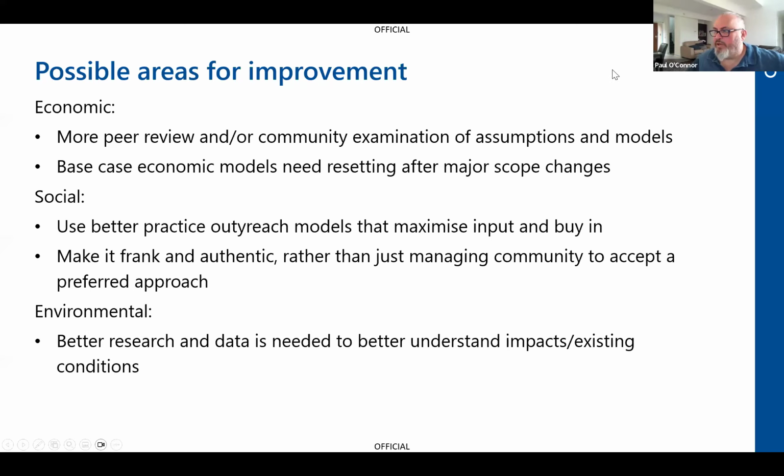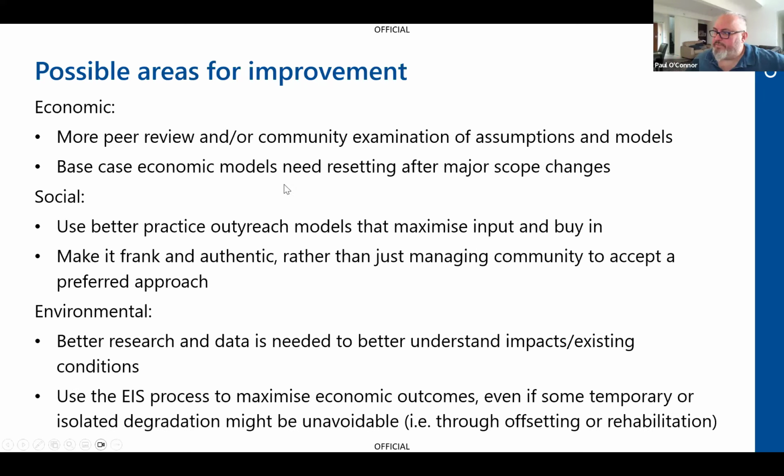On the environmental side, I think overall there needs to be better research and data to better understand potential impacts and also existing conditions. And I think we should be, sorry, I made a typo there. It's not economic outcomes. It should be environmental outcomes. So we should be using the EIS to maximise environmental outcomes, even if we do end up with some temporary or isolated environmental degradation.